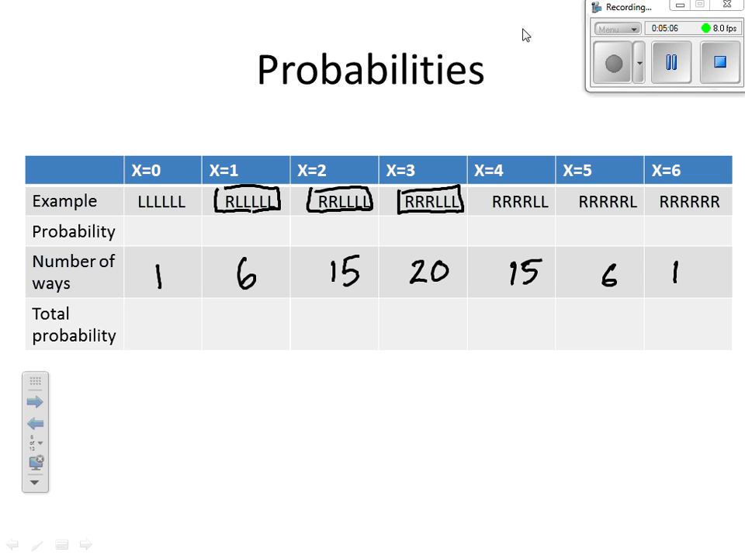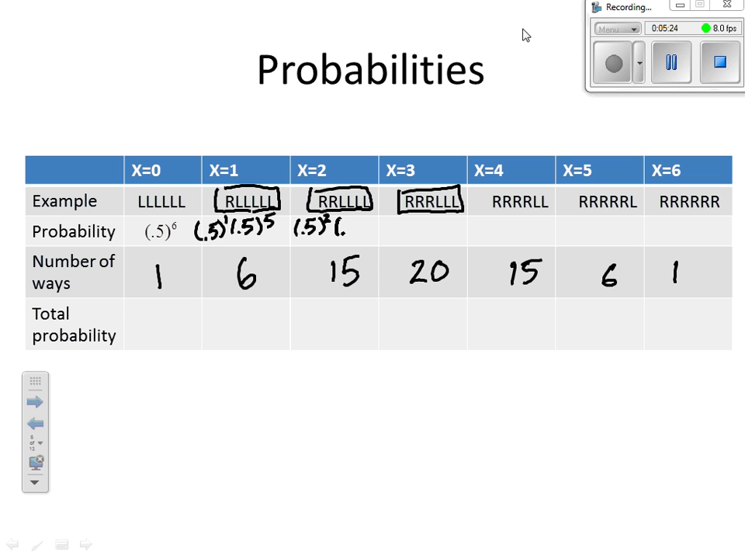Now, the individual probability of each one of those. 6 left turns will be 0.5, 0.5, 0.5, 0.5 to the sixth. Here, we'd have 0.5, there's 1 right turn, and then 5 left turns. Here we've got the probability of right is 0.5.